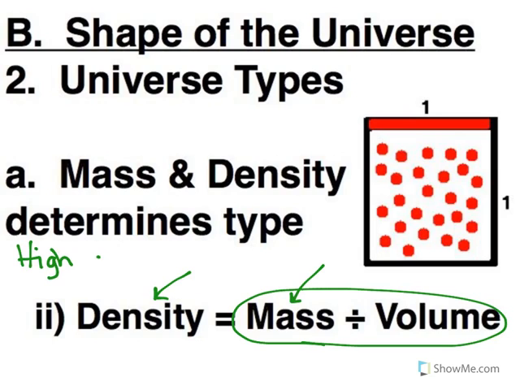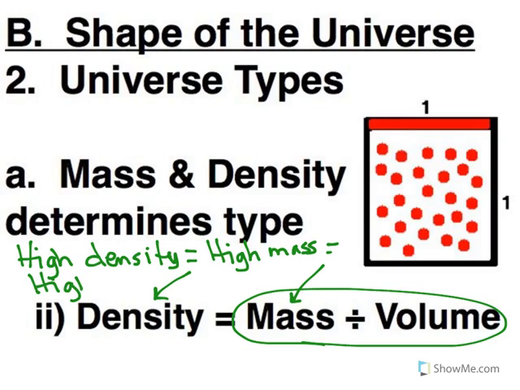So let's write that out. High density is equivalent to high mass, is equivalent to high gravity, is equivalent to slowing the expansion.